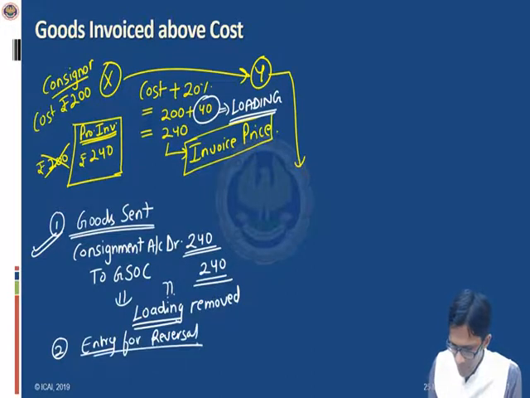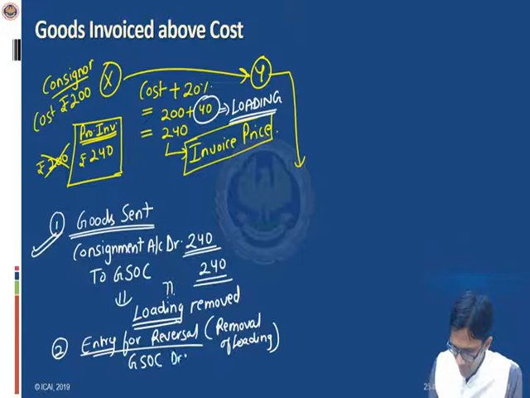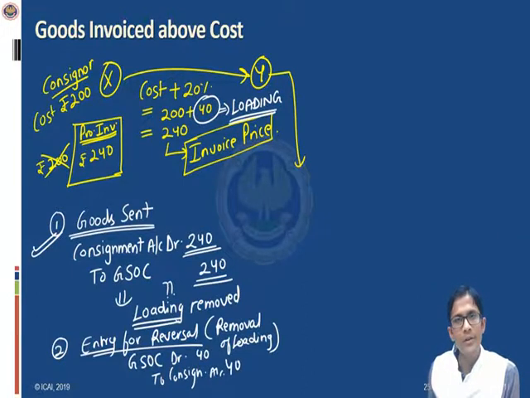What will be the entry for reversal of loading? For removal of loading, what entry will be passed? A reverse entry will be passed. Goods sent on consignment account debit to consignment account rupees 40. This way, the 40 rupees loading which was included in the amount of rupees 240 has now been removed. How it has been removed? By passing a reverse entry. Okay, this is the first impact. Let me tell you the second effect.